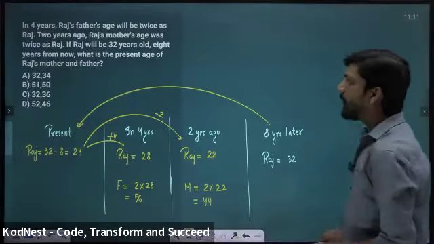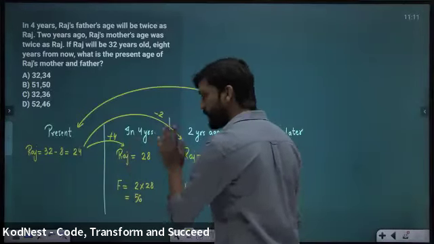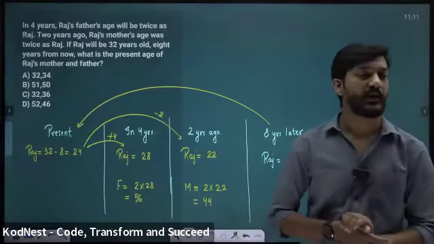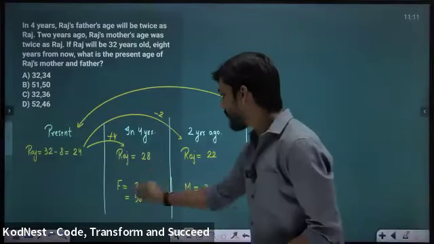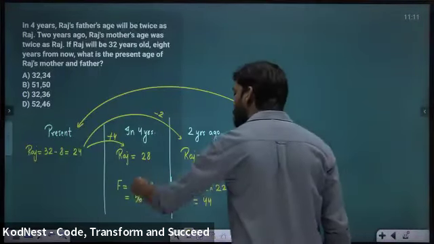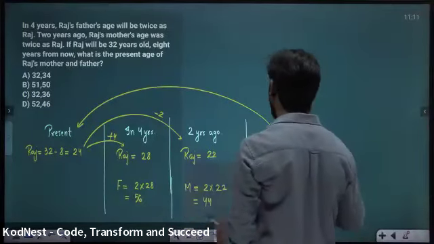All right. Are they asking about the age 2 years ago or the age in 4 years? No, they are asking about the present. So please don't tell me this. With these two values, calculate the present now. So how will you answer?